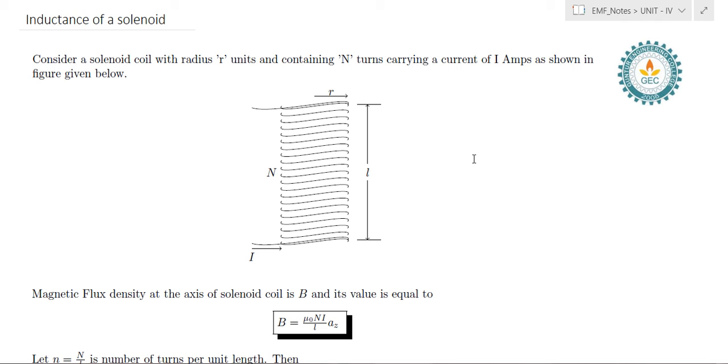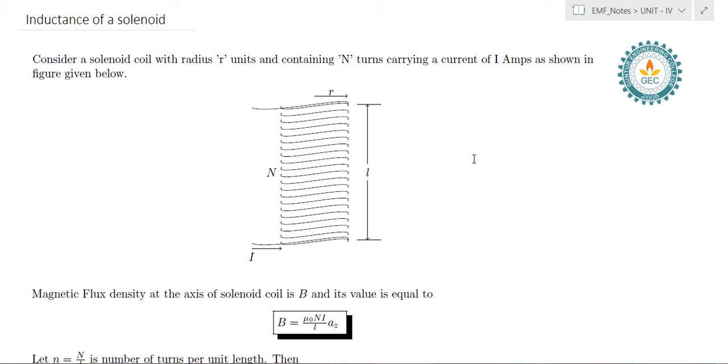Hi friends, welcome to the series on lectures on electromagnetic fields. In the previous lecture, we have seen the definition of inductance. Now in this lecture, we try to understand how to evaluate the inductance of a solenoid.